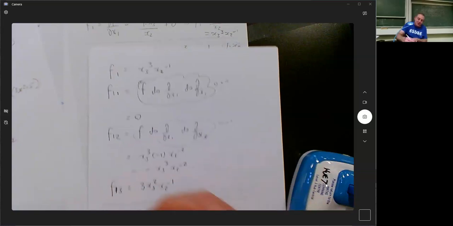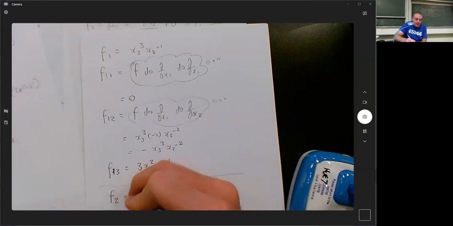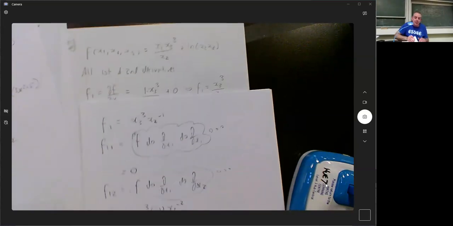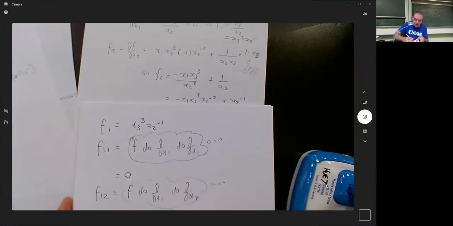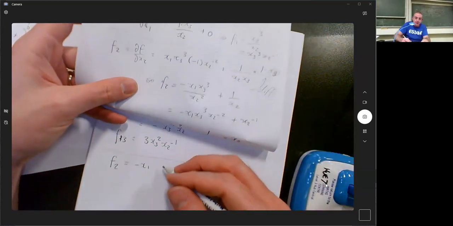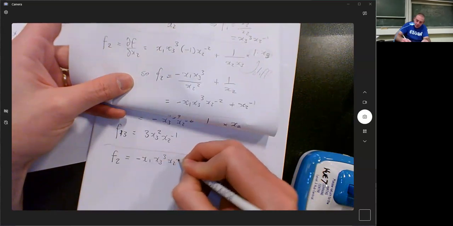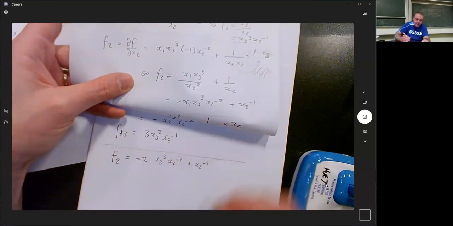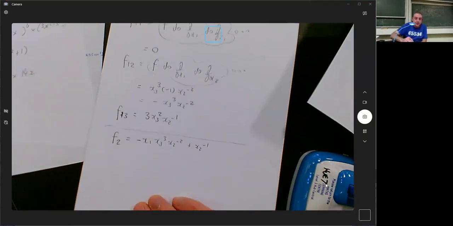But if I wanted to do f21, I would need to start with f2, which was minus x1, x3 cubed, x2 to the minus 2 plus x to the minus 1. That's what f2 was. This is not going to come out the same. I'm not happy about this.